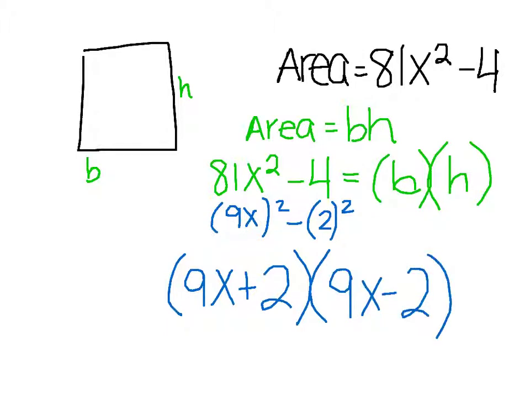I've factored the area, so if I was to multiply this out, 9x times 9x is 81x squared, then 9x times negative 2 is negative 18x, 2 times 9x is positive 18x, the middle terms cancel out, and 2 times negative 2 is negative 4. Here's my base, here's my height. Obviously, it doesn't matter which one you call which. The important thing is that you understand one factor is your base and one factor is your height. Very good. We're now done with factoring the difference of squares.